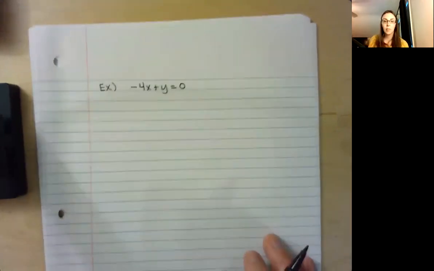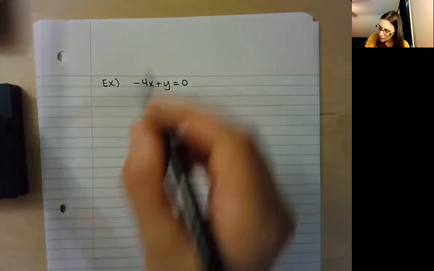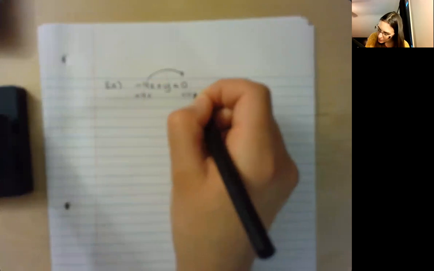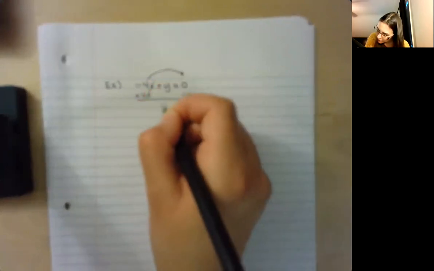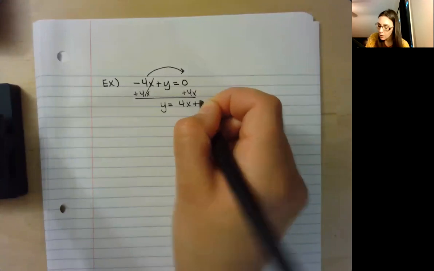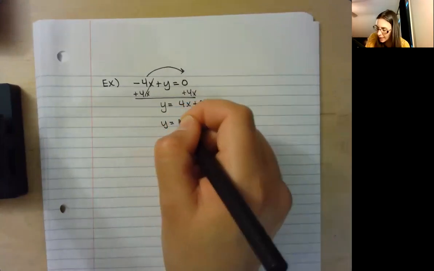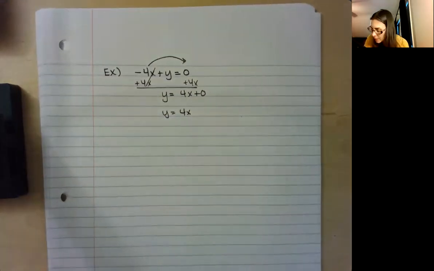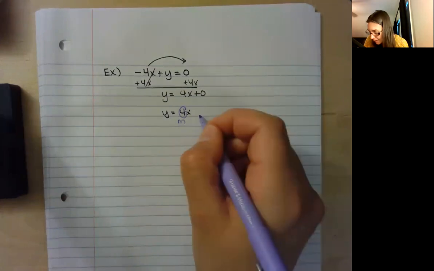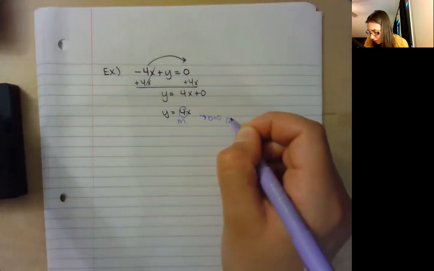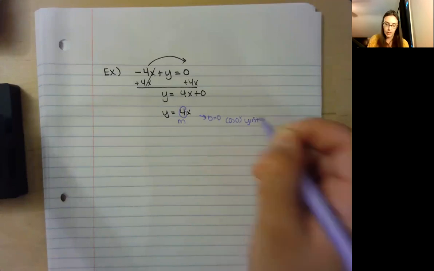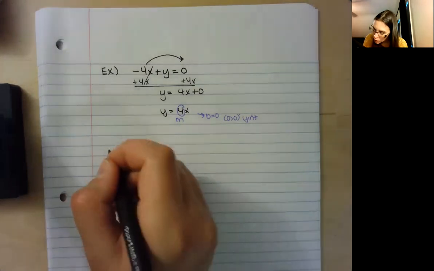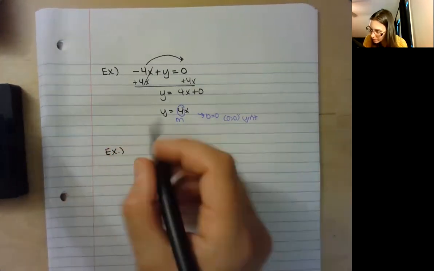So maybe I have negative 4x plus y equals 0. I can still start by bringing that 4x over. This time, because it's negative, I'm going to add it to both sides. And I don't even really need the 0 there, so I can just get rid of that 0. And here's one where I don't have to divide by anything, right? The y is already by itself. So here is my m. And if there's nothing there, my b is 0. So my y-intercept is 0, 0. Okay, so we just have these 2 basic steps that we can do here, but we may not always have to do it.